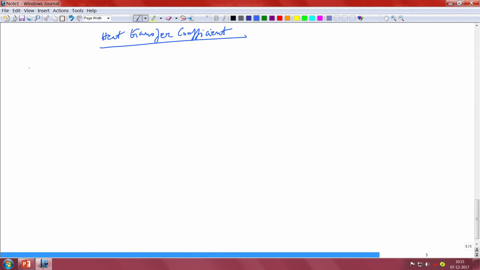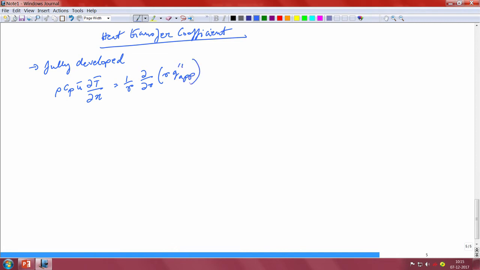Argument. So, you first go to the stage of fully developed. Okay. So, once again we start with the fully developed kind of a flow profile, right. So, the equation will be rho Cp u bar dT bar by dx is equal to 1 over r d by dr of r q apparent double prime, right. So, this is basically the fully developed profile.